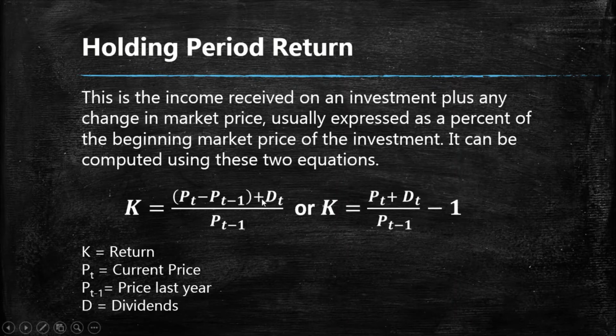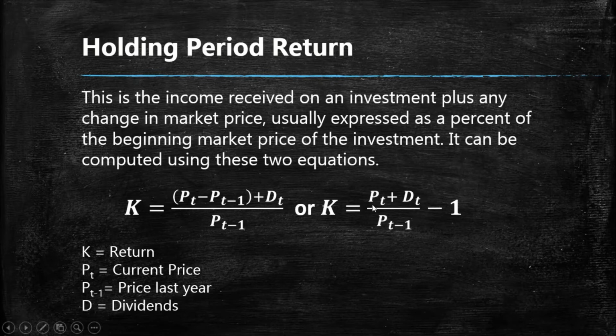And then we're going to add the dividend that you receive. So this is applicable for bonds and stock. But this particular example, we're talking of a stock since we have a dividend right here. Over your price last year. Pagka nakita nyo yung T-1, it's always the previous price. Okay? Or we can use another equation, but you will get the same answer.